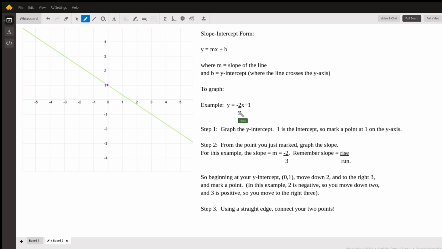In this case, we have a negative slope, a negative 2/3, representing m in our equation. This means we're going to go down 2 because our 2 is negative, 1, 2, but then our 3 is positive, so we're going to move over 3. 1, 2, 3. We put our second mark, take a straight edge, and we connect our dots, and you've got your line. I hope that helps.